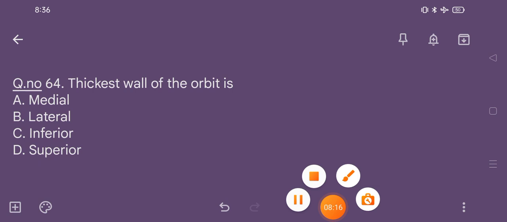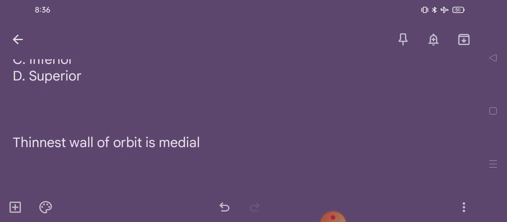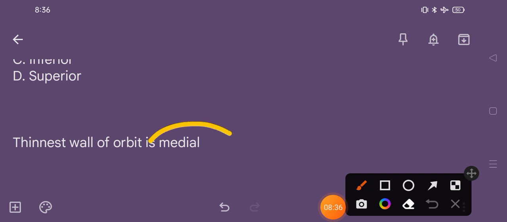Now question number 64: thickest wall of the orbit is option A is medial, option B is lateral, option C is inferior and option D is superior. The thickest wall of the orbit is lateral. Option B is correct one and thinnest wall of orbit is medial.